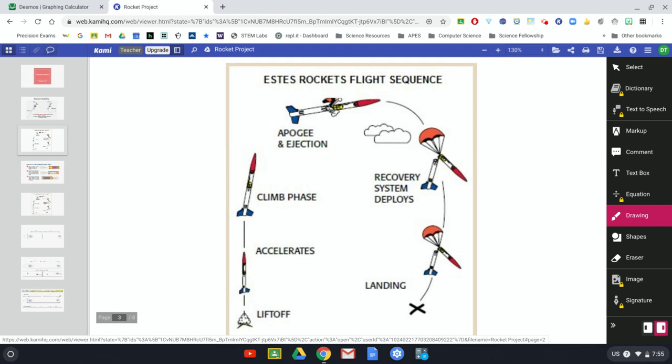So when you're thinking about where you want the center of gravity to be, you also want to think about whether there is any way we can help ensure that the recovery system, our parachute, is able to deploy more efficiently and more reliably.